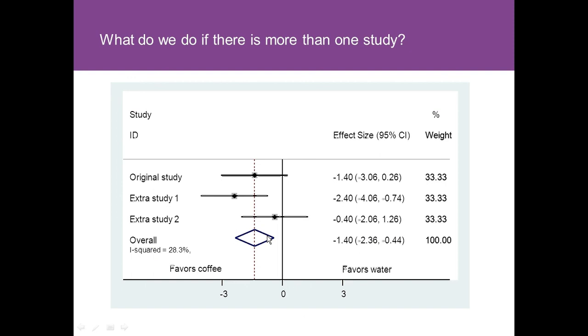So we are now 95% confident that there is a difference between the time it takes to run 100 metres between the coffee drinkers and the water drinkers, and that true value, if applied more broadly, would lie somewhere between about half a second and 2.5 seconds faster.